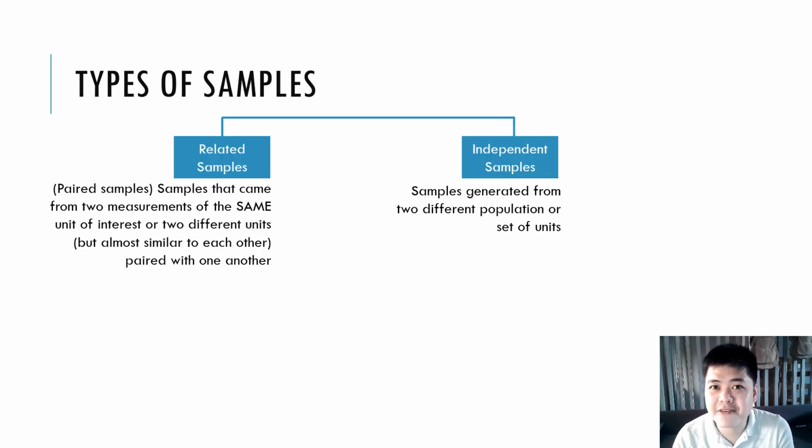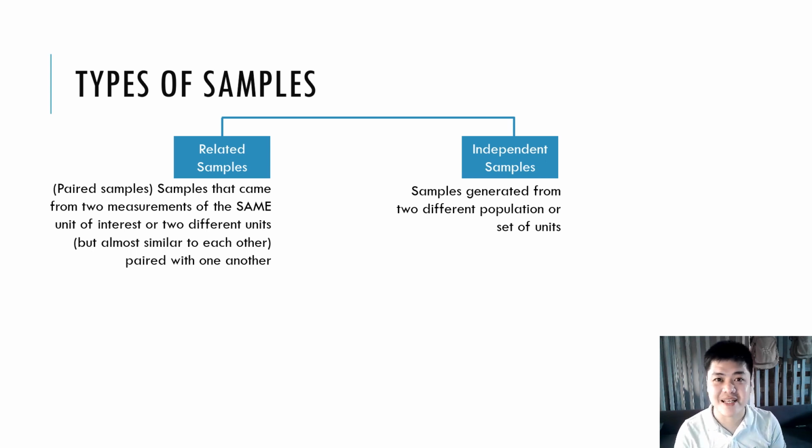Okay, now let's distinguish the difference between related samples and independent samples. Related samples are also known as paired samples. These are samples that came from two measurements of the same unit of interest, or two different units but almost similar to each other, or paired with one another, or they have a natural pairing. Say for example, your unit is twins. So you have 10 twins, then your first twin will be subjected to one treatment, and the other twin will be subjected to another treatment. Then you're going to compare whether there's a difference between the effects of those treatments.